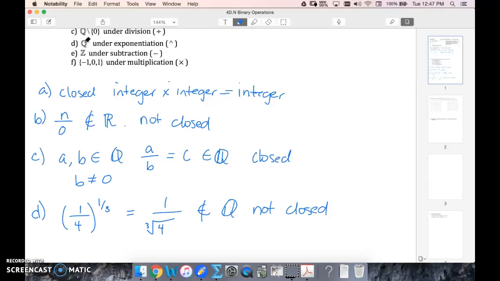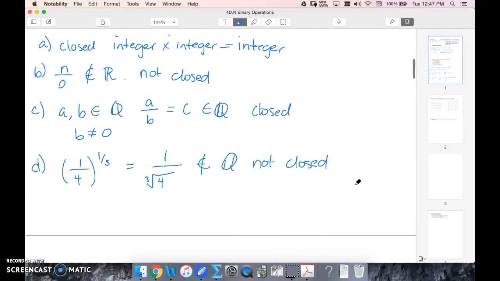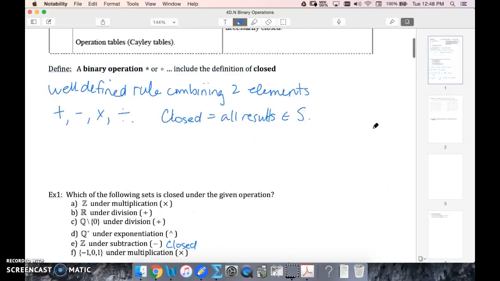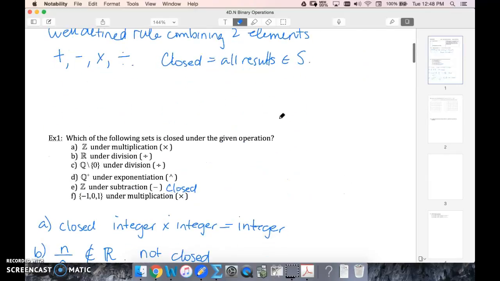Okay. Integers under subtraction. Integer minus integer is going to be another integer. So this is closed. And now -1, 0, 1 under multiplication. I'm going to use this time to show you a Cayley table. So operation tables, also known as Cayley tables. I'm going to make that up here.